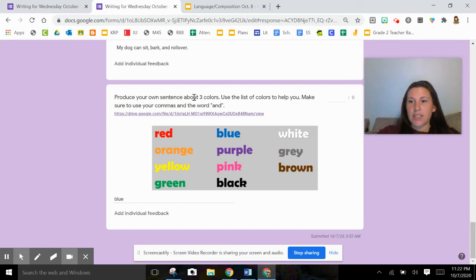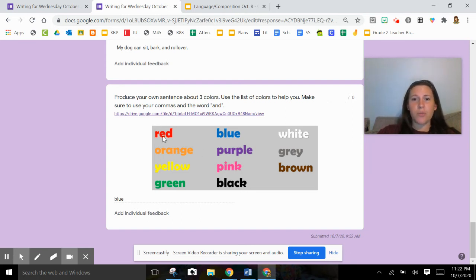Produce your own sentence about 3 colors. I cannot give you directions more clearly. I don't understand, guys, and I hope you understand why I'm upset because it was so easy. I videotaped me going through the directions. I read this to you. I gave you types of sentences that you could do. I gave you all of the colors that you could possibly think of to put in here. All you had to do is grab 3, even if you just made up a sentence.